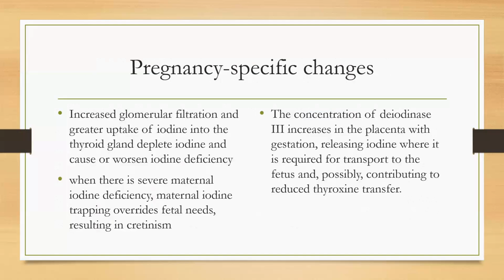So what are the pregnancy-specific changes which make us check the patient's thyroxine level and compare it with pregnancy-specific values? Like increased GFR, glomerular filtration, and greater uptake of iodine into the thyroid gland, because obviously now the maternal thyroid gland is producing thyroxine for both mother and baby, and this increased uptake of iodine.